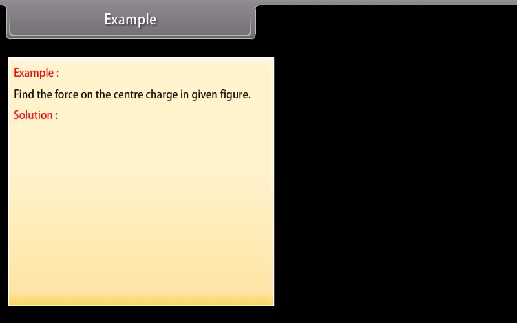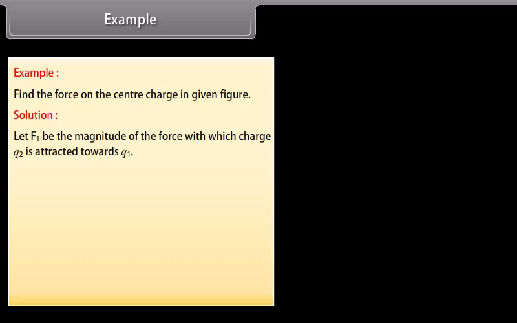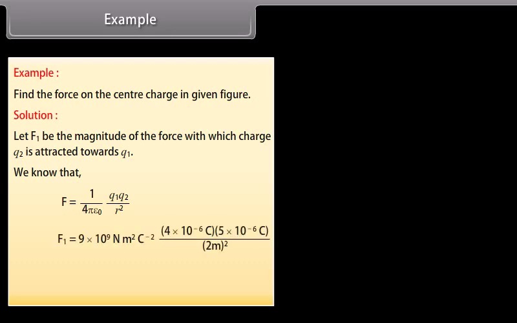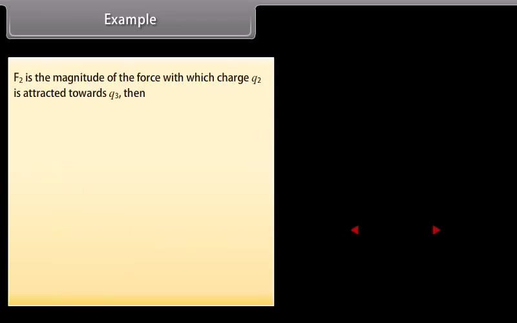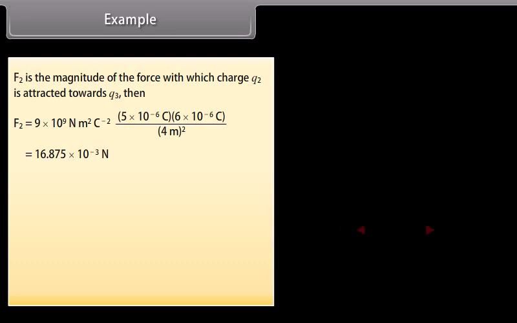Let's see the solution. Let F1 be the magnitude of the force with which charge Q2 is attracted towards Q1. We know that F1 is equal to 1 upon 4 pi epsilon naught multiplied by Q1 Q2 upon r square. Put the values in this equation, we get F1 is equal to 45 into 10 raised to the power minus 3 Newton, which is equal to 0.045 Newton. F2 is the magnitude of the force with which charge Q2 is attracted towards Q3.